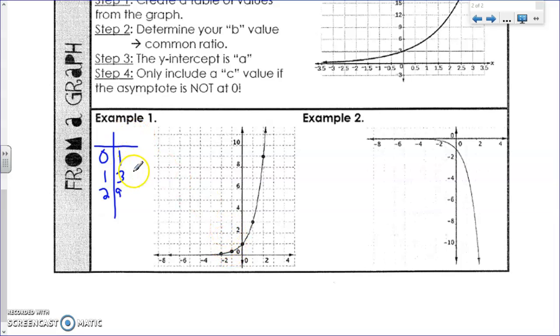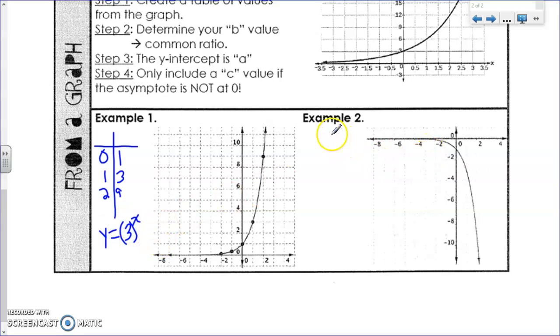Is this growing or decaying? Growing. It is growing. So I have y equals, my starting value is 1, so I don't need to put A is 1, right? You don't normally list that. And then what is the growth rate? 3, because 9 divided by 3 is 3 to the x. Does that make sense? Around the 3? Yes, you can do that.